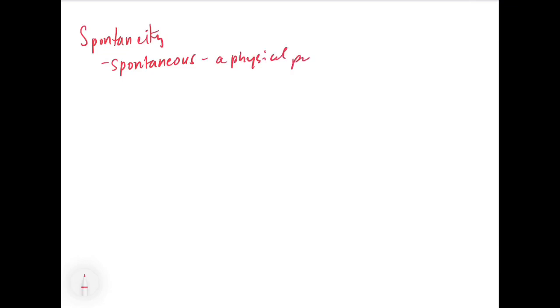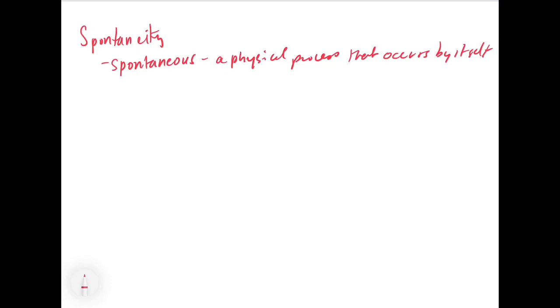We're going to look at spontaneity and what spontaneity is. So a spontaneous process is a physical process that occurs by itself. And that may seem a little bit obvious. If it's spontaneous, it happens by itself.